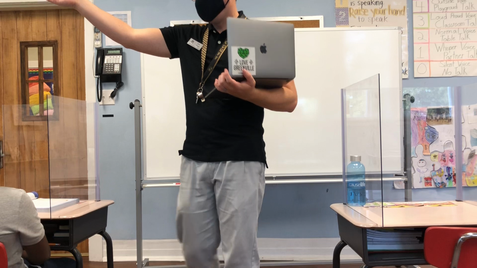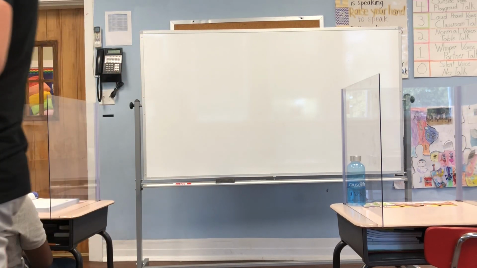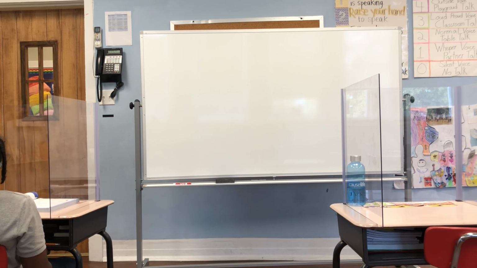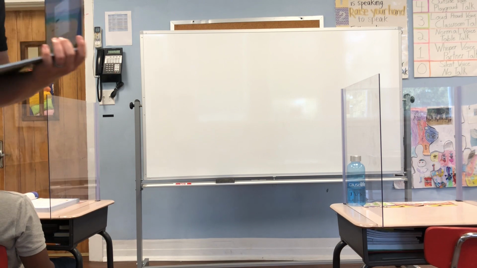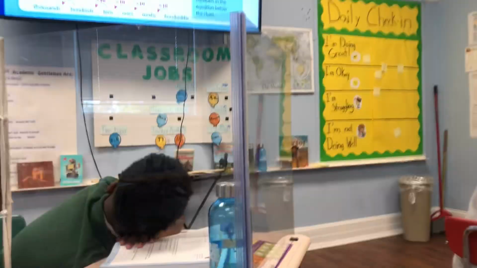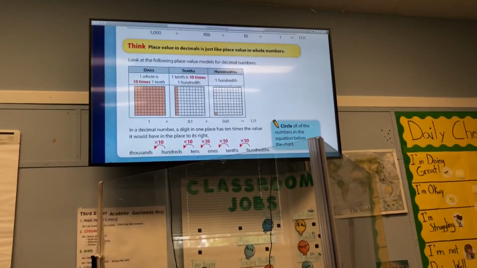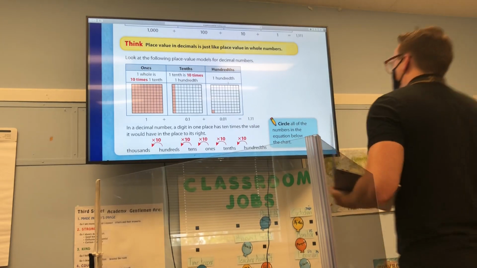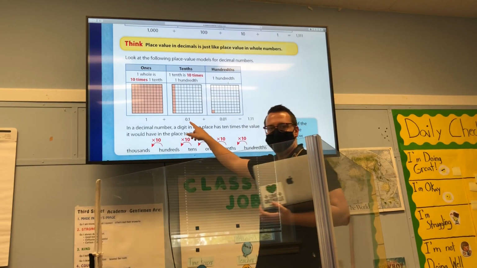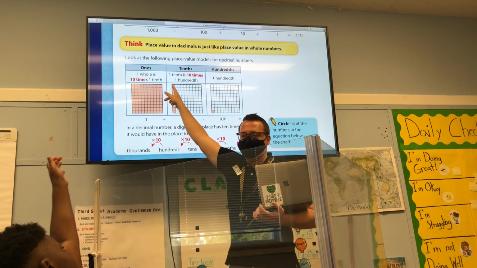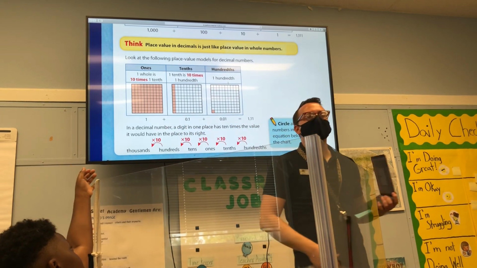Now look at your paper. So this next part says look at these. If you have one piece, this is what you have. But if you move to where you have 0.1, we are now moving into a fraction of a whole. So 0.1, I want you to notice, how many pieces do I have? 10. I have 10 pieces.